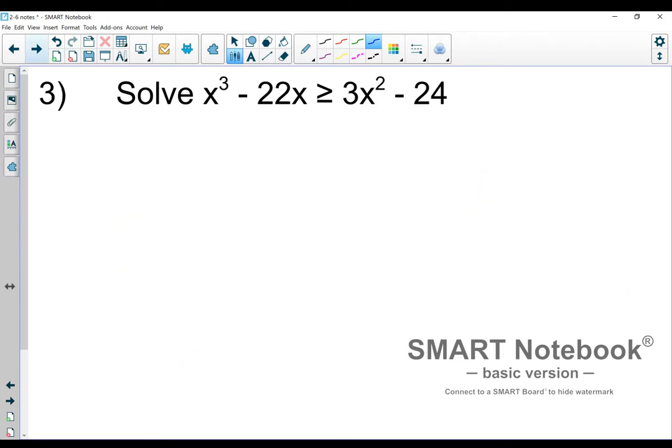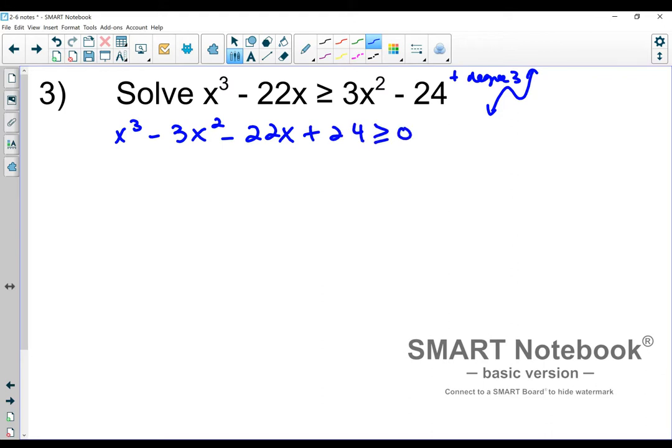So the next one, we have a higher degree polynomial. We've got 3rd degree here, and it's positive again, so I know that the shape will be something like this. So I'm going to keep that in mind. Again, that's positive and degree 3. So we always want to have that shape in the back of our minds. We want to have everything on one side and 0 on the other again, so I'm going to subtract the 3x squared, add the 24, so we'll have x cubed minus 3x squared, we're putting it in descending order, minus 22x plus 24.